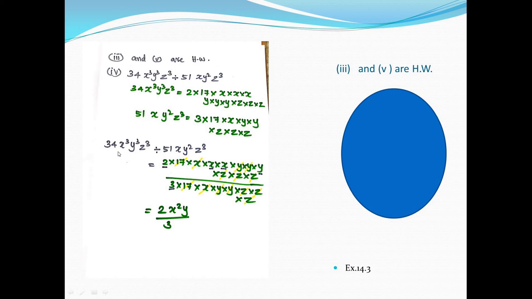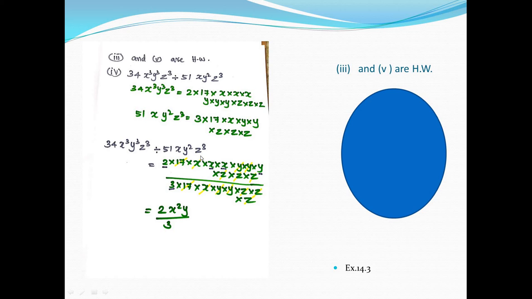So when you divide that, 34x cube y cube z cube divided by 51xy square z cube, we can rewrite it as 2 multiplied by 17 multiplied by x into x multiplied by y into y multiplied by z into z, divided by 3 multiplied by 17 multiplied by x multiplied by y into y multiplied by z into z into z. So we can strike off this 17.